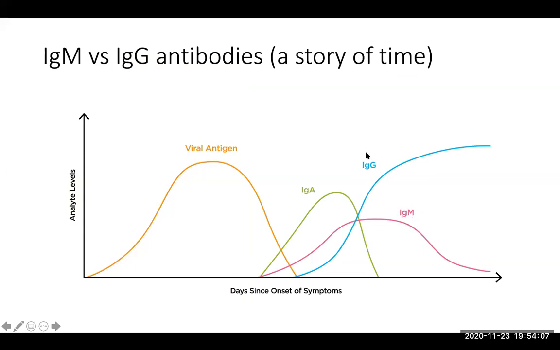IgM is first, IgG is second. IgG is associated with long-term immunity. This will continue and continue, whereas IgM, you just made like a batch and then it wears out. Okay.